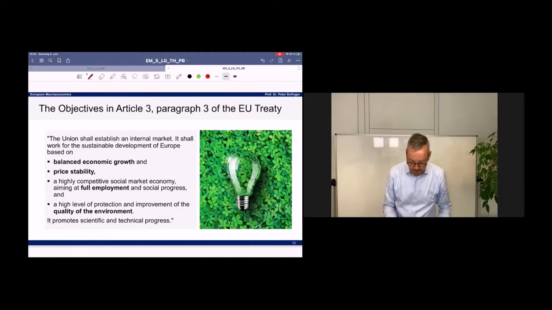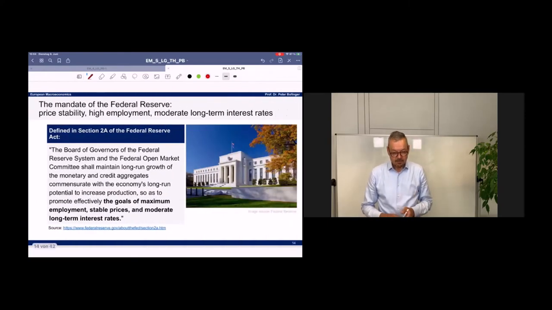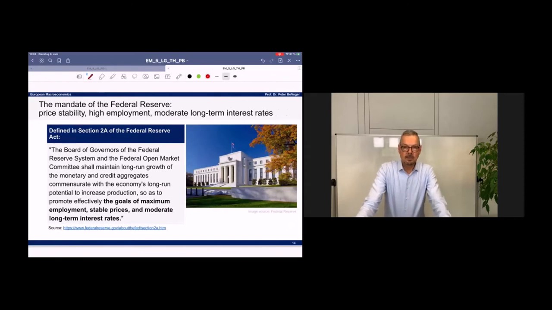And what matters nowadays above all is this reference to quality of the environment. So if we talk about responsibility of the ECB for the environment, one can derive this responsibility directly from this Article 3. Okay, one-dimensional price stability, but not neglecting other important targets, as long as this does not interfere with price stability.